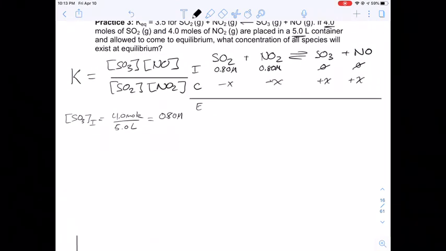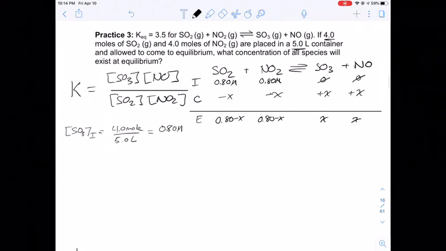So let's see what that's going to look like. So then these values become 0.80 minus x, 0.80 minus x, and then x and x. This is a really good equation. There are some equations that are going to be much harder to solve, but in general, what we try to do in this class is give you the easy ones.